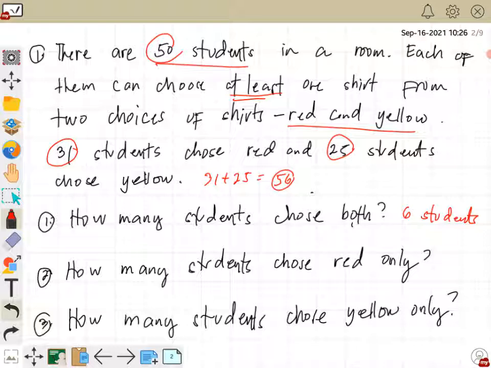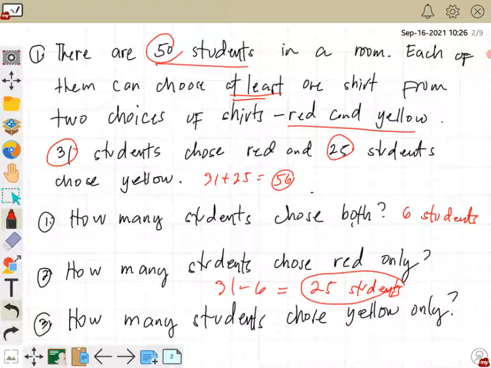Okay? So number 2, how many students chose red only? So how many students chose a red shirt only? How do you do that? So we know that out of 31 students who chose red, 6 of those choose both. So therefore, the remaining out of 31, we have 31 minus 6, that's 25 students chose red only.